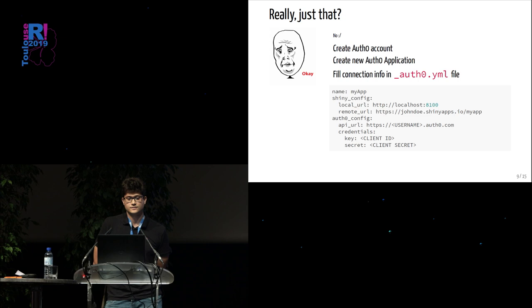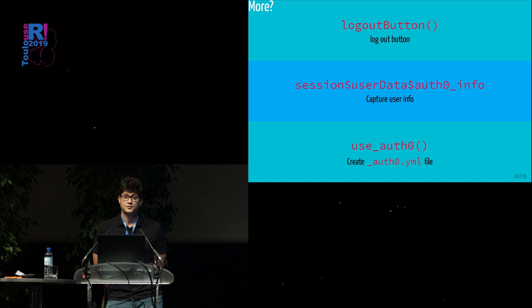And there are some features that we are implementing. It's not ready yet. That are the logout button. We are implementing a logout button so that you can go out of your session. You can access also some information about your user, so that you can create different apps for different users or user groups and stuff. And there's a handy function also, use_auth0, that creates the YAML file so that you will be sure that the configuration file is correct. And those are the functions we implemented thus far.